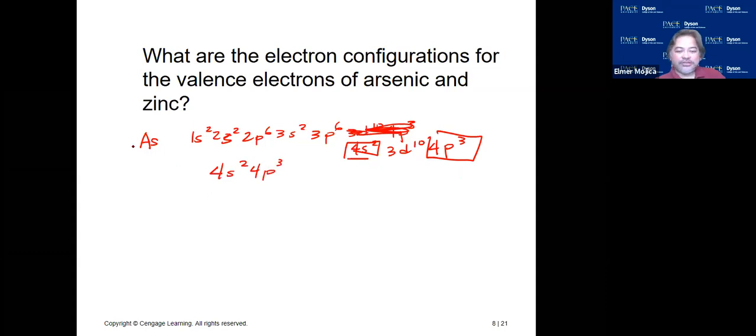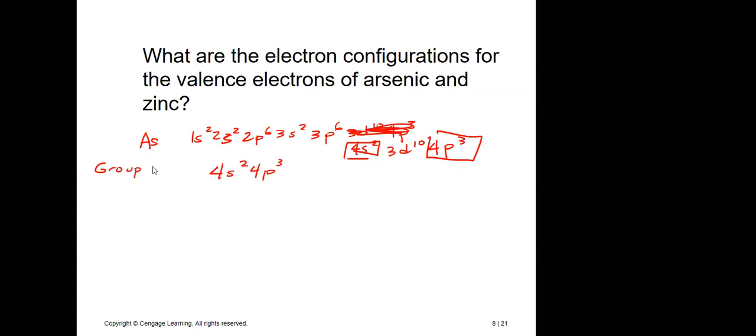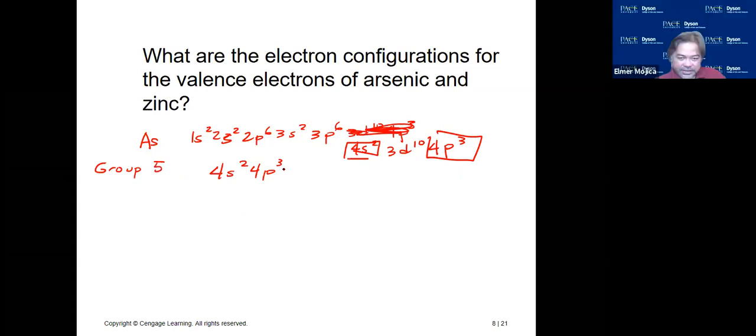And if I ask what group is arsenic? It is in group what? 5. Because 2 plus 3 there will give me 5. So that's group 5A. Okay? So the way you're going to do it is it's always the highest unless it's in the transition elements. Because the one that we do next is zinc.